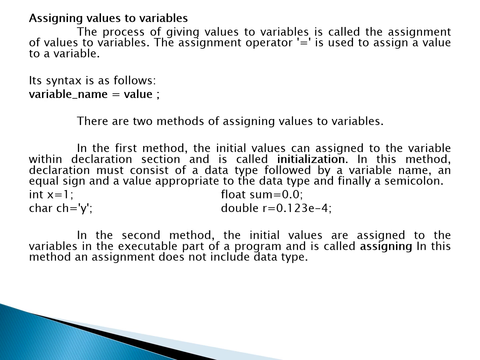Then the second method: the initial values are assigned to the variables in the execution part of the program, and it is called assigning values to variables. In this method, an assignment does not include any data type. In the first method the data type is there, in the second method the data type is not there. Example: x is equal to 1 semicolon.